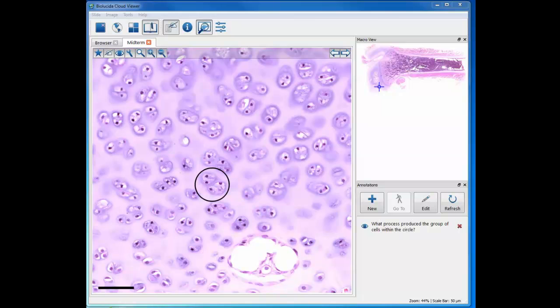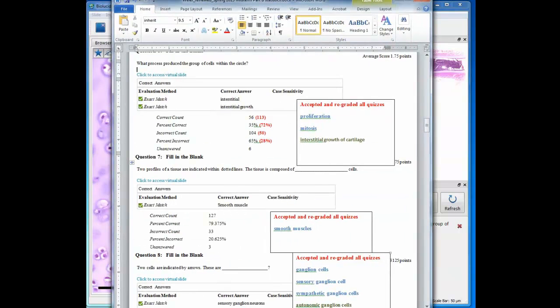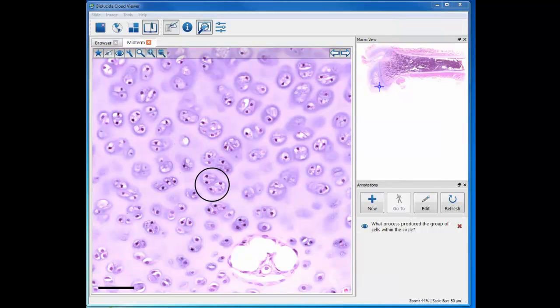Initially, we accepted only interstitial or interstitial growth, and only 35% got it correct. But then when we reviewed the answers typed in, we said, okay, we can allow proliferation, mitosis, and even interstitial growth of cartilage. So after regrading with these answers in the key, the percent correct rose to 72%. Okay, so let's go on to the next question.